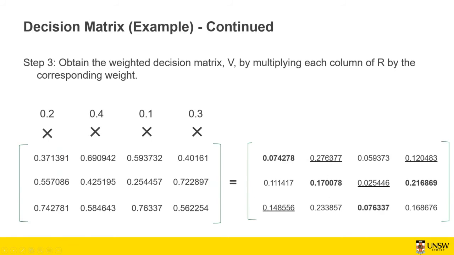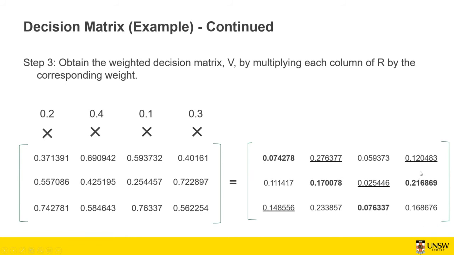The same thing for the C2 column. The lowest value, which is 0.17, is going to be bold, and the highest value, 0.27, is going to be underlined. On the other hand, for C3 and C4 it is the opposite. The highest value, which is 0.07 here, is going to be bold, and the lowest value, which is 0.025, is going to be underlined because we want to maximize it.